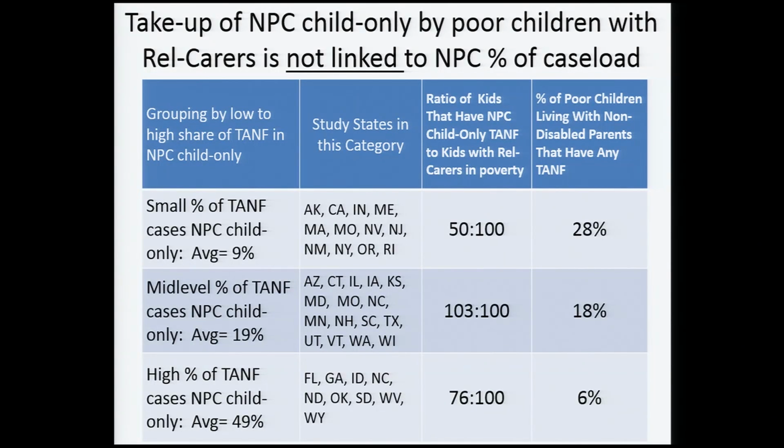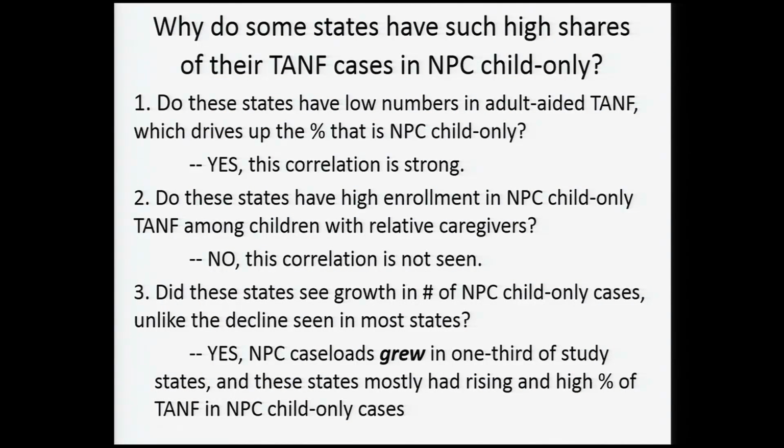But the point in this slide is that not only are some states providing non-parent caregiver TANF assistance to actually a larger number of households than are poor in that status, but that there is no direct correlation between the size of the non-parent caregiver caseload and the fraction of potentially eligible households that they are covering. So that second theory about the reasons for variation is not borne out.